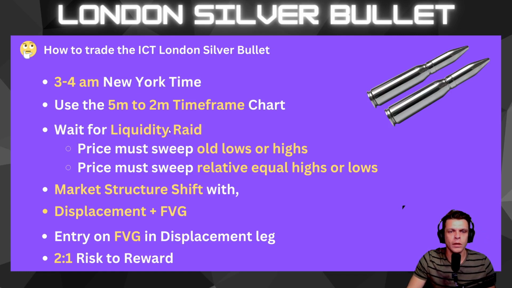After the liquidity raid is completed, we want to see a market structure shift with displacement, and we want to see this displacement leg create the fair value gap that we will be using for our entry. Like this point says, we will be entering inside of the fair value gap in the displacement leg, and we will be targeting a 2-to-1 risk to reward ratio.